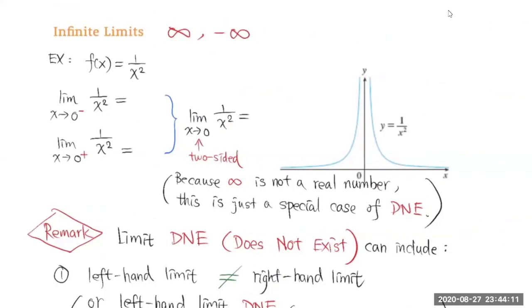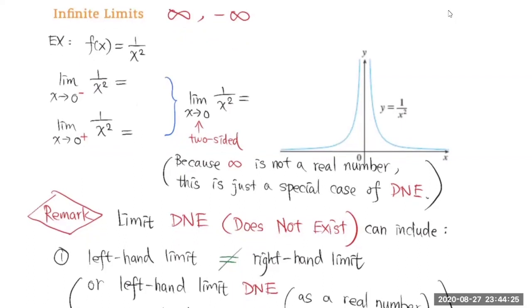Next, we're going to talk about infinite limit. When we talk about infinite limit, it means the limit is infinity or negative infinity. Those are infinite limits. Okay. Now take a look at this function, 1 over x squared.